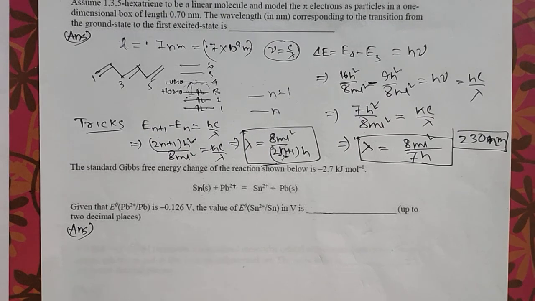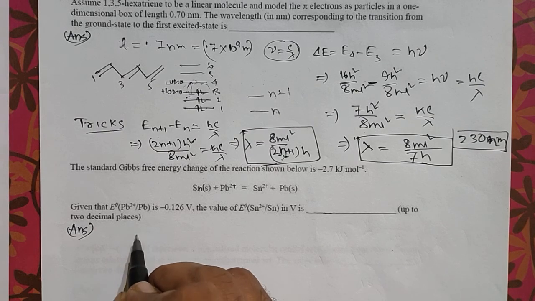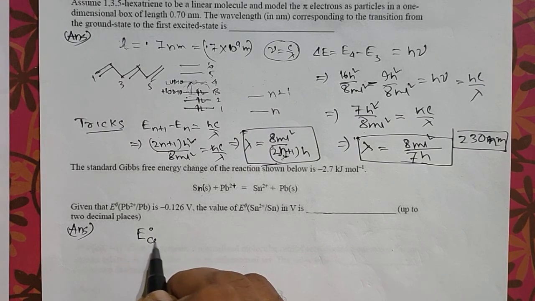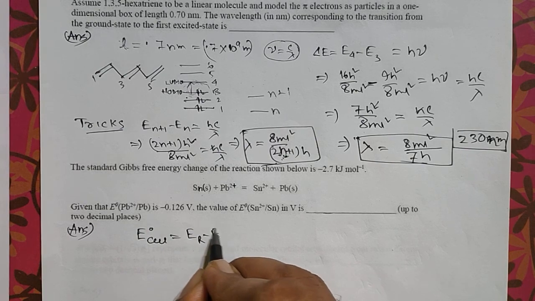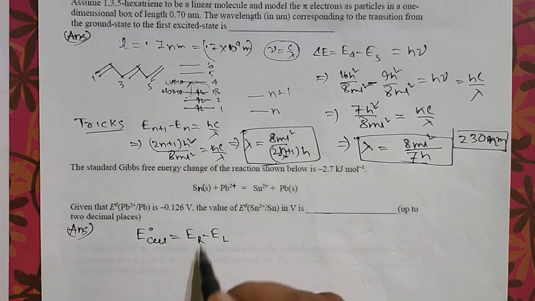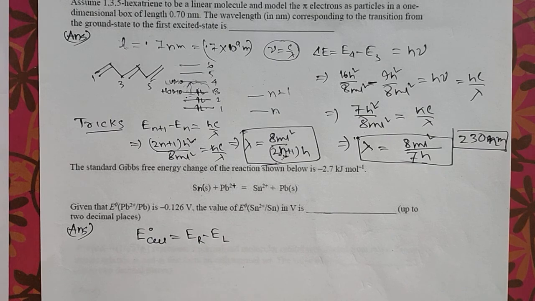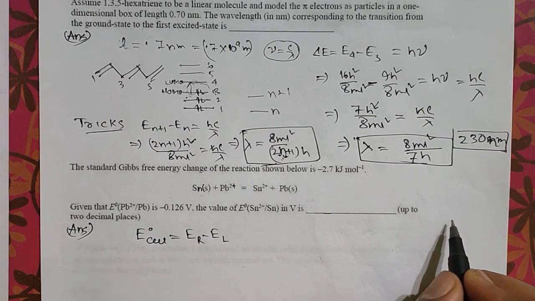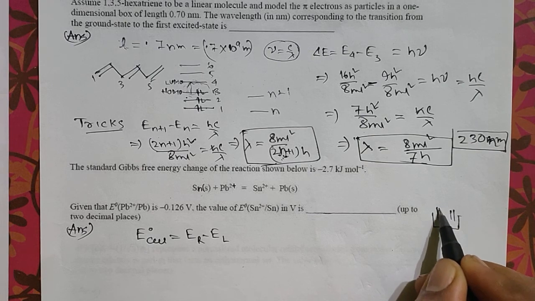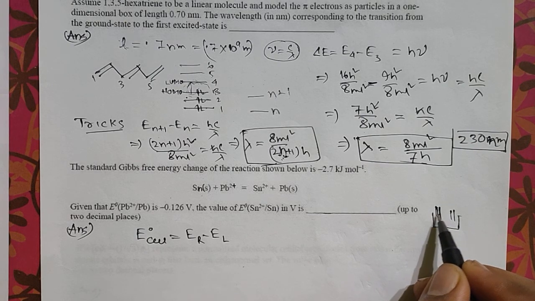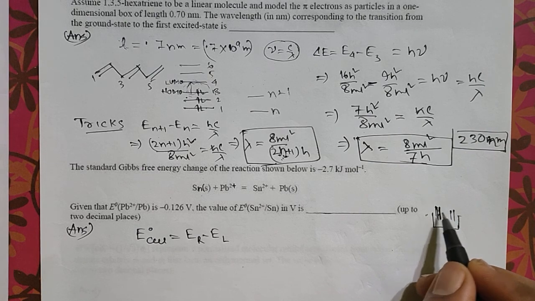First of all, we note that E naught cell equals E right, or E cathode, minus E anode, or E left. The trick is to know which one is cathode, which one is right, and which one is left. When there is a cell, oxidation takes place on the left side.